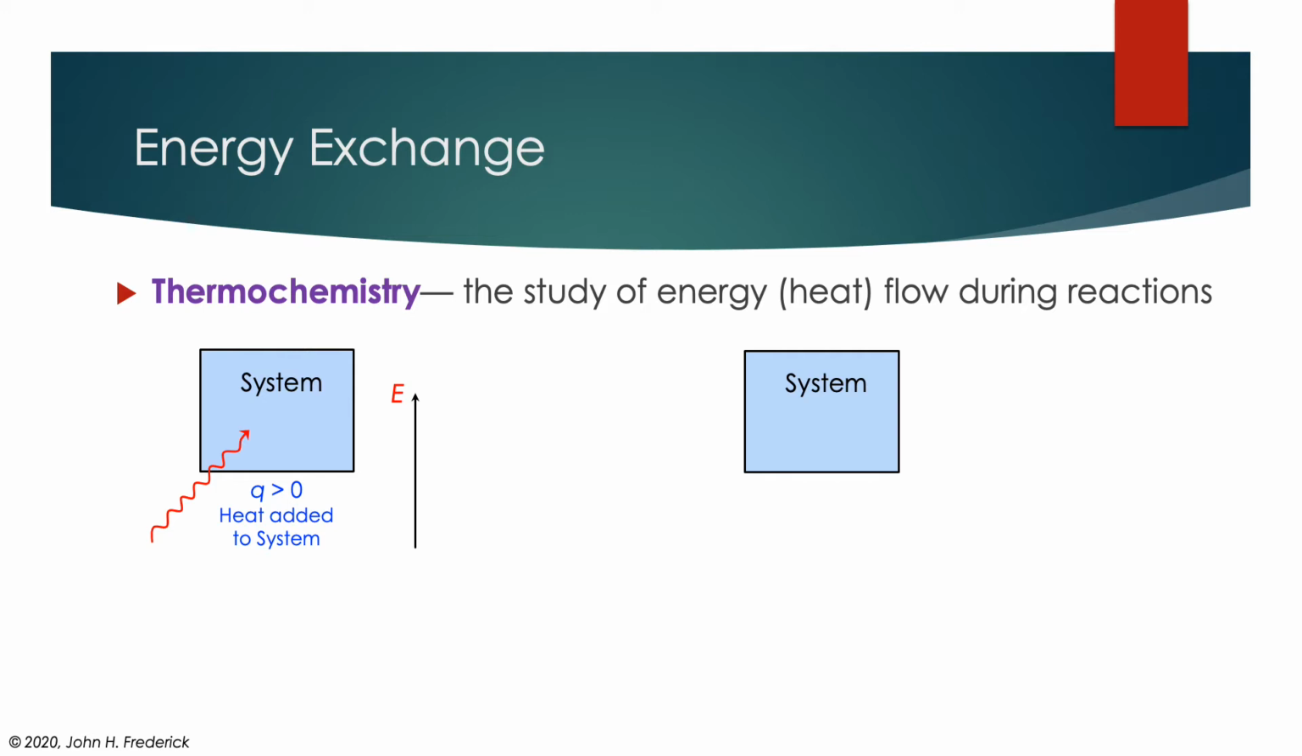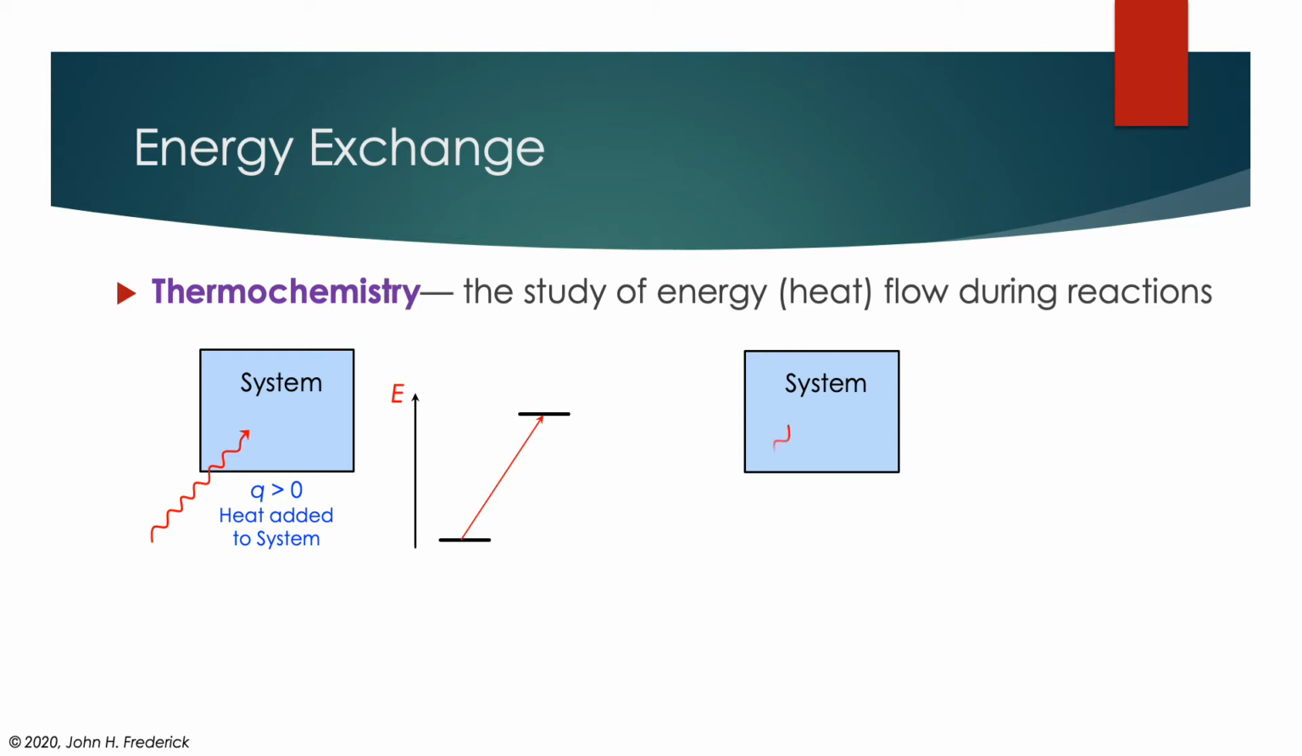So we might draw a graph with energy as the vertical axis where we start at one energy and go up to another energy. This would be another way of specifying the same sort of change. We go from a low energy to a high energy. Energy has been added to the system.